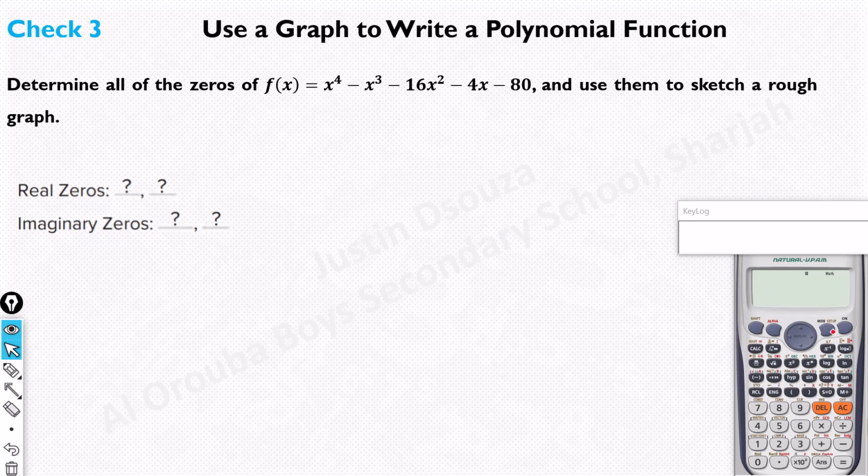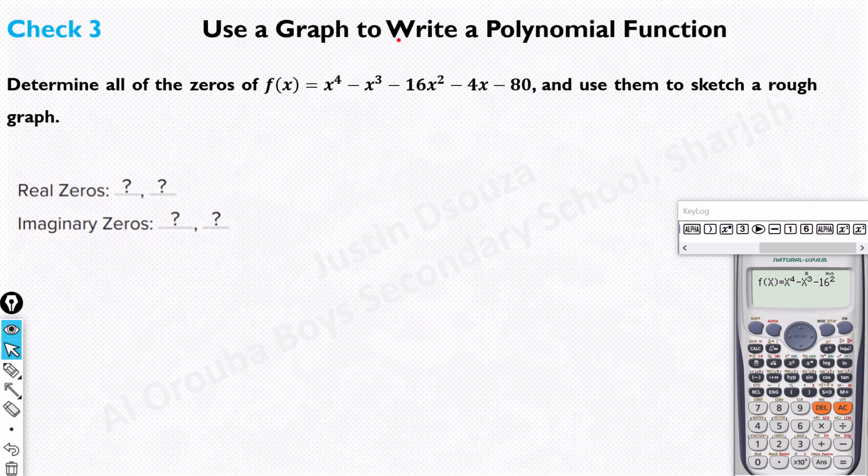So now I'll directly use the table method by pressing mode and 7. Let me type out this equation. Alpha x to the power 4, and then we have minus alpha x cube, and the last two terms are minus 16x squared.